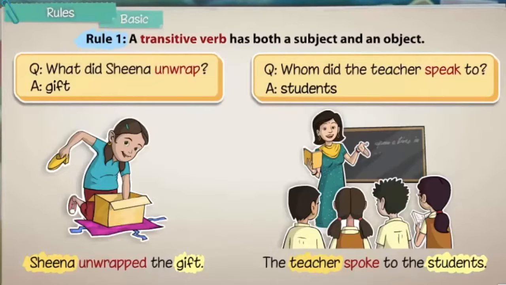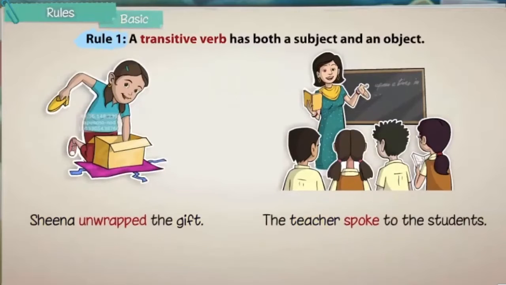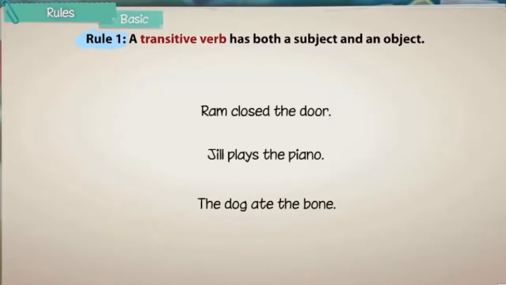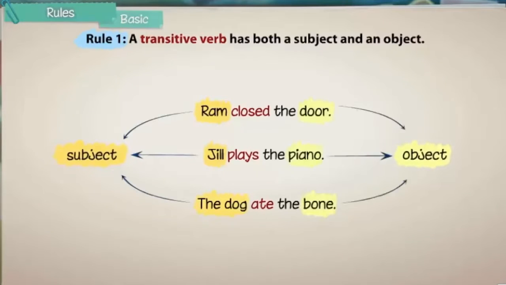What did Sheena unwrap? A gift. Whom did the teacher speak to? Students. So, unwrapped and spoke are transitive verbs because they have an object, gift and students. A transitive verb has both a subject and an object. Ram closed the door, Jill plays the piano, the dog ate the bone. Subjects are Ram, Jill, and the dog, and objects are door, piano, and bone.